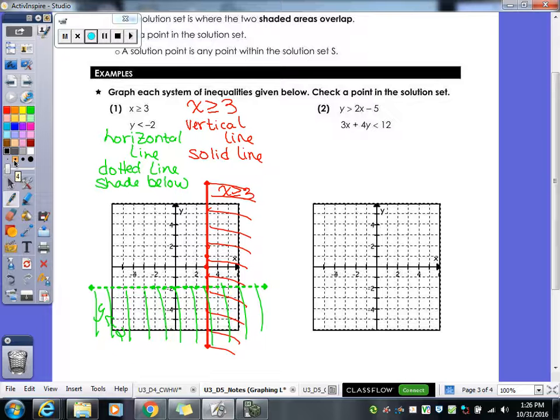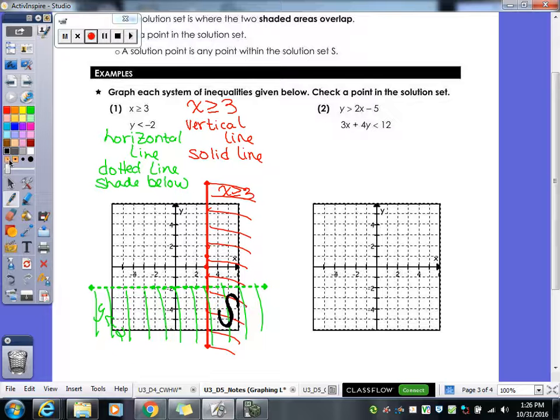Now, since we graphed 2 of them at once, see over here where the shading is in both of my colors? I have to put an S over there because that's our solution set. That's our answer to the whole problem, that little section of the graph over there.